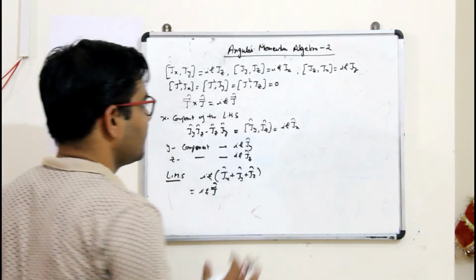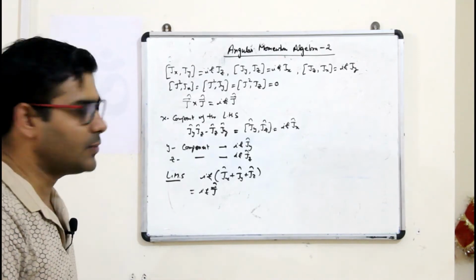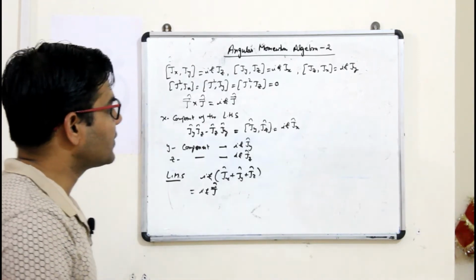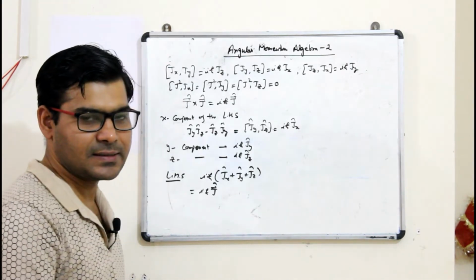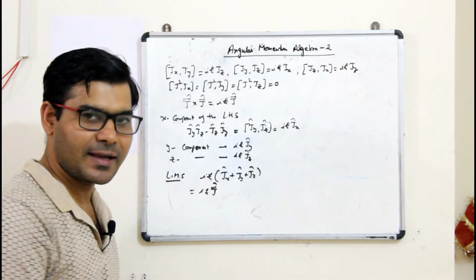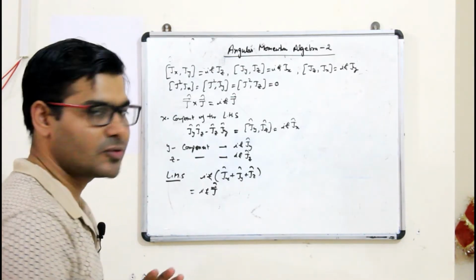Now, having understood all these things, let's go further and try to find out certain other interesting relations and define certain other quantities, and then we will later on find out the eigenstates and eigenvalues of different operators that we have been talking about so far.